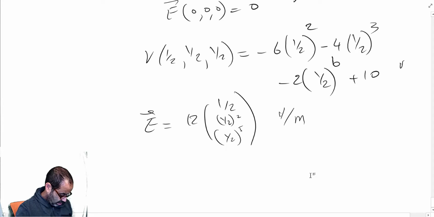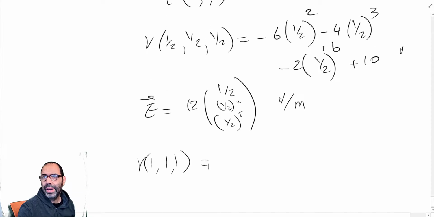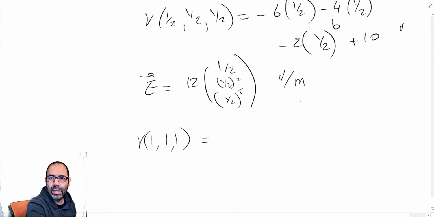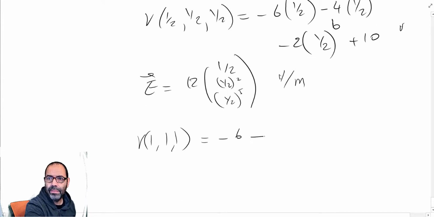And finally, the point 1, 1, 1. That's probably easy to calculate. So V at 1, 1, 1 is, again, negative 6 times 1 squared, that's negative 6. Negative 4 times y cubed, that's negative 4. Negative 2 times 1 to the power 6, that's negative 2. Plus 10. So this is negative 12 plus 10, so it's going to be negative 2 volts.